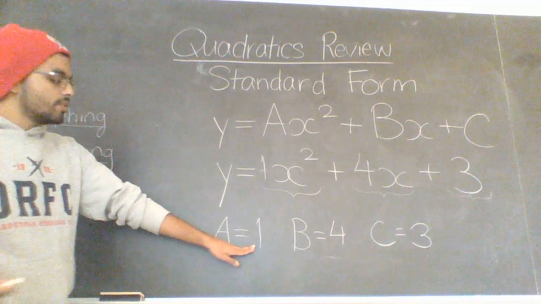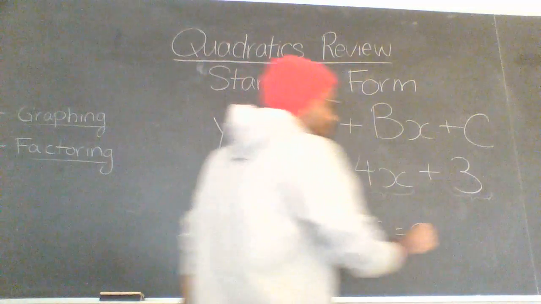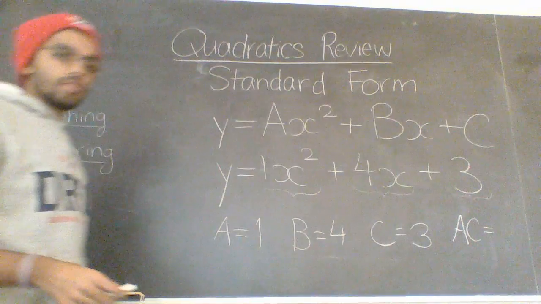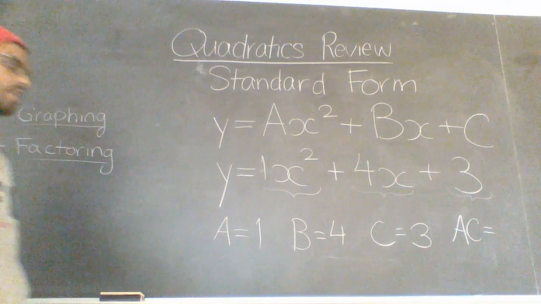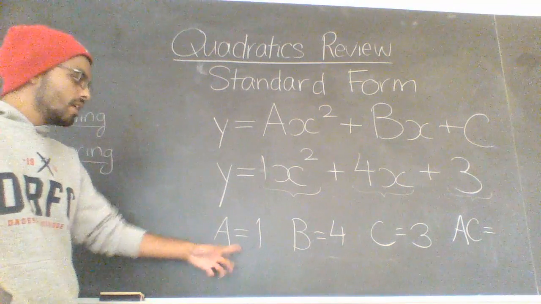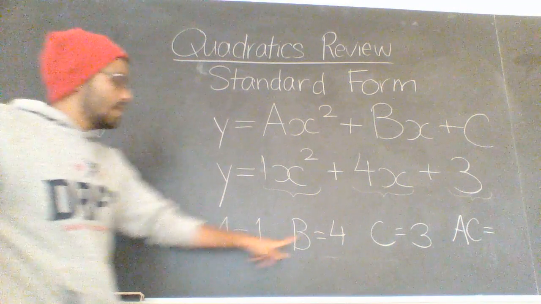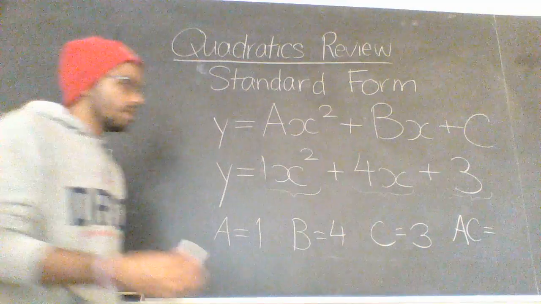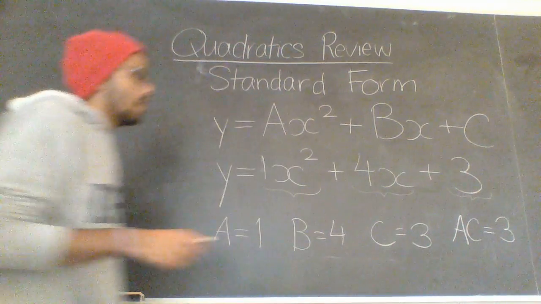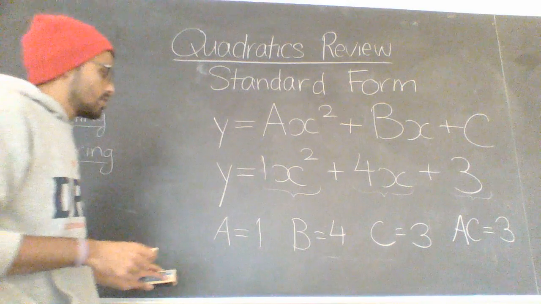Now, if your a value is bigger than 1, then it'll also be useful to calculate a multiplied by c, which will be a different number if this is not simply a 1. In this case, it is just a 1 here and a 3 there. 1 times 3 is 3. So our a times c value is also 3.